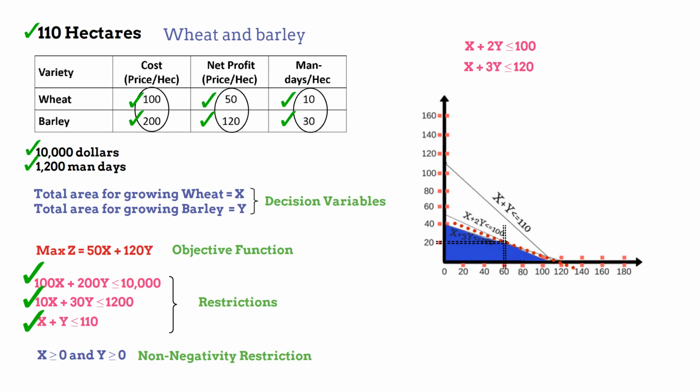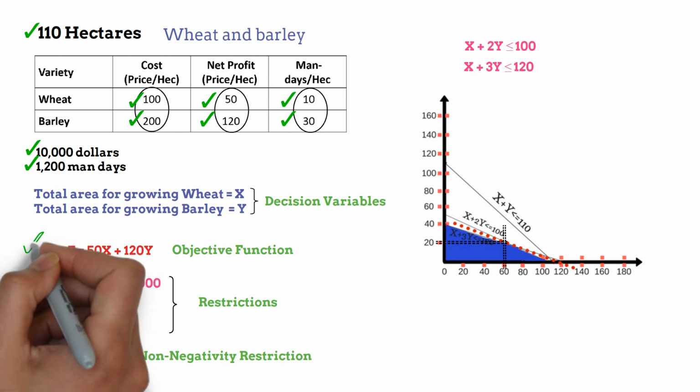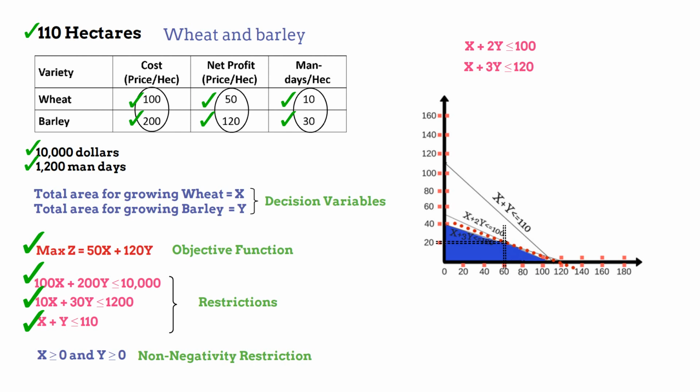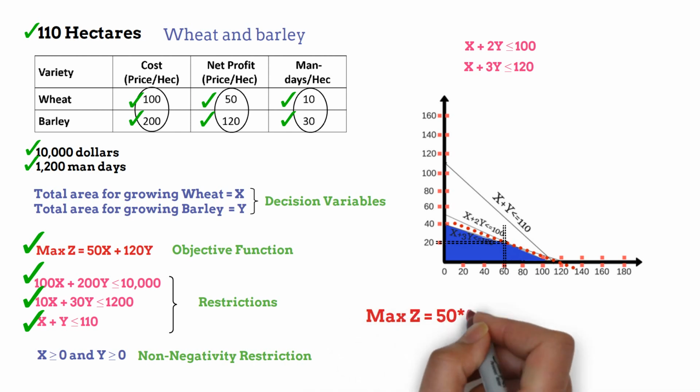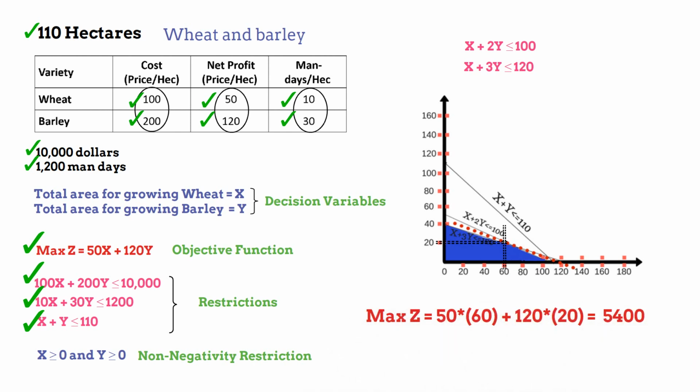Now we will put these values into the equation of the objective function, which was profit Z is equal to 50x plus 120y. Then the resulting value is $5,400. So, if the farmer grows wheat in 60 hectares and barley in 20 hectares of land, he will gain the maximum profit, that is $5,400.